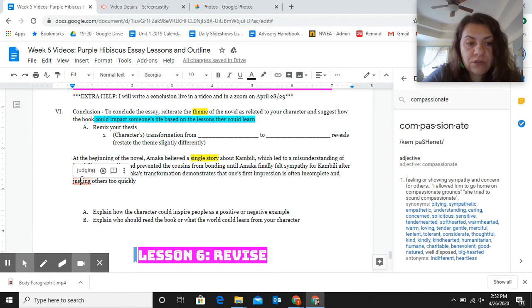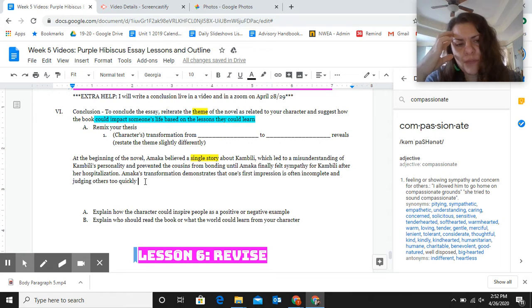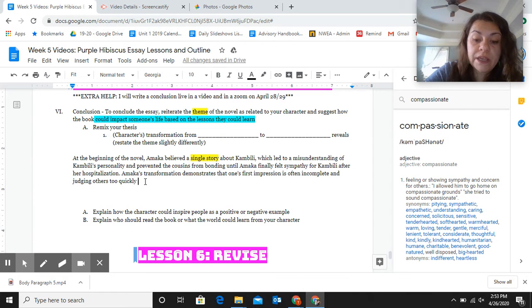I'm distracted by this, so I just gotta fix that real fast. I even forgot where I was going. Judging others too quickly is, I want to say it's a bad thing to do, but that's not a cool thing to write. So I'm trying to think of a better way to say it. And all my brain is saying is, is a bad thing to do. Amaka's transformation demonstrates that one's first impression is often incomplete, and judging others too quickly is a bad thing to do. I mean, that's not a good thing to write, but that's all that my brain is saying. So I'll revise it later, right?